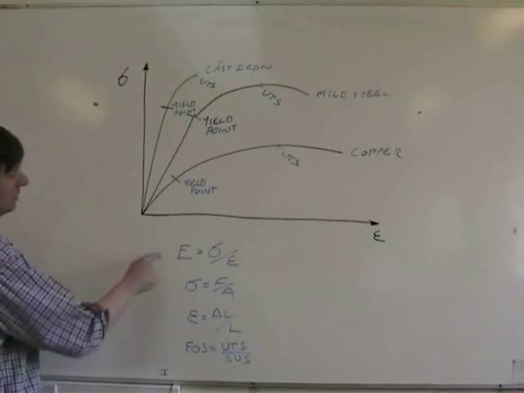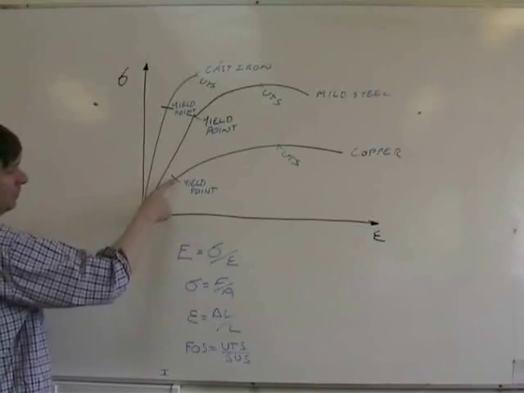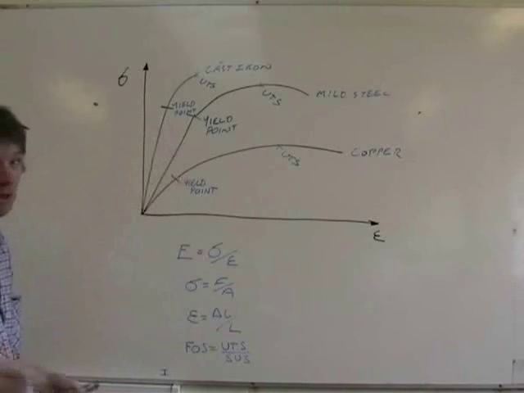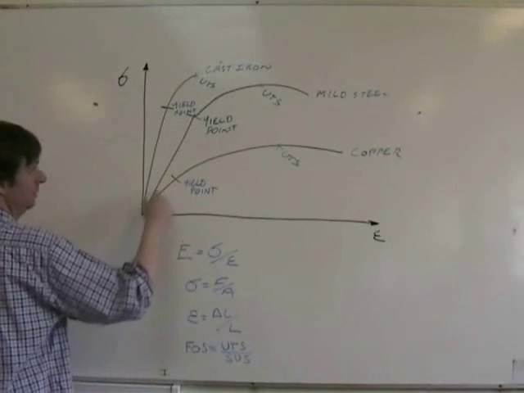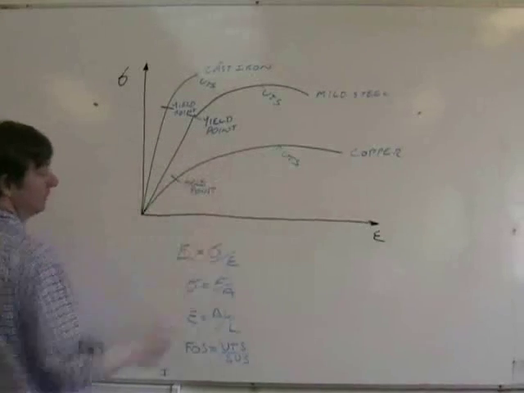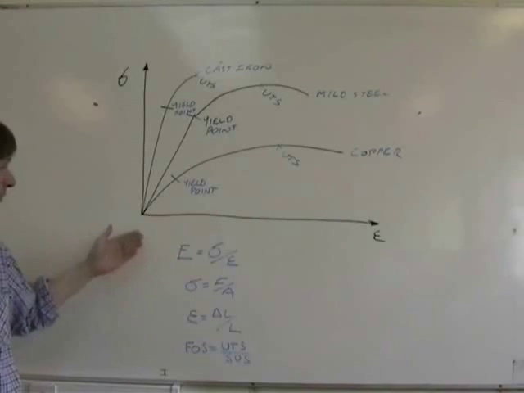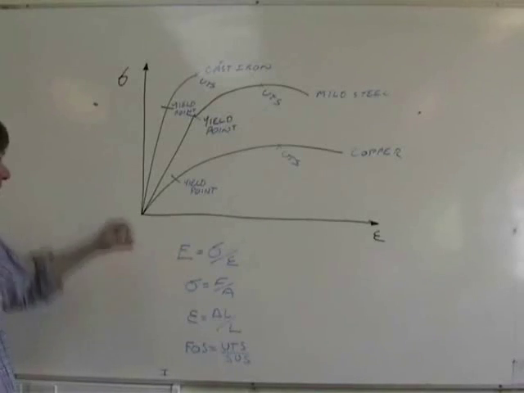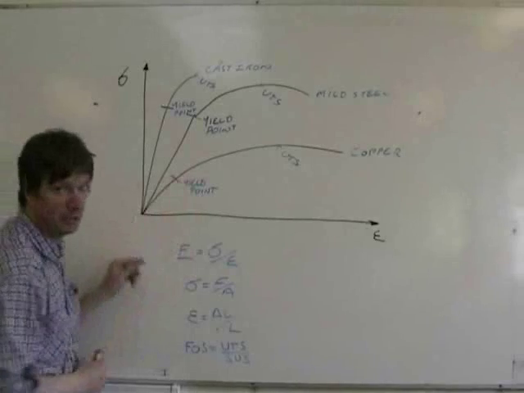Young's modulus, E, that's just the gradient of the graph up to the yield point. If you're calculating Young's modulus using data from the graphs, make sure you take data from this side of the yield point. Beyond here, it doesn't hold true because Young's modulus is when you're using the steel or whatever within its elastic limit.